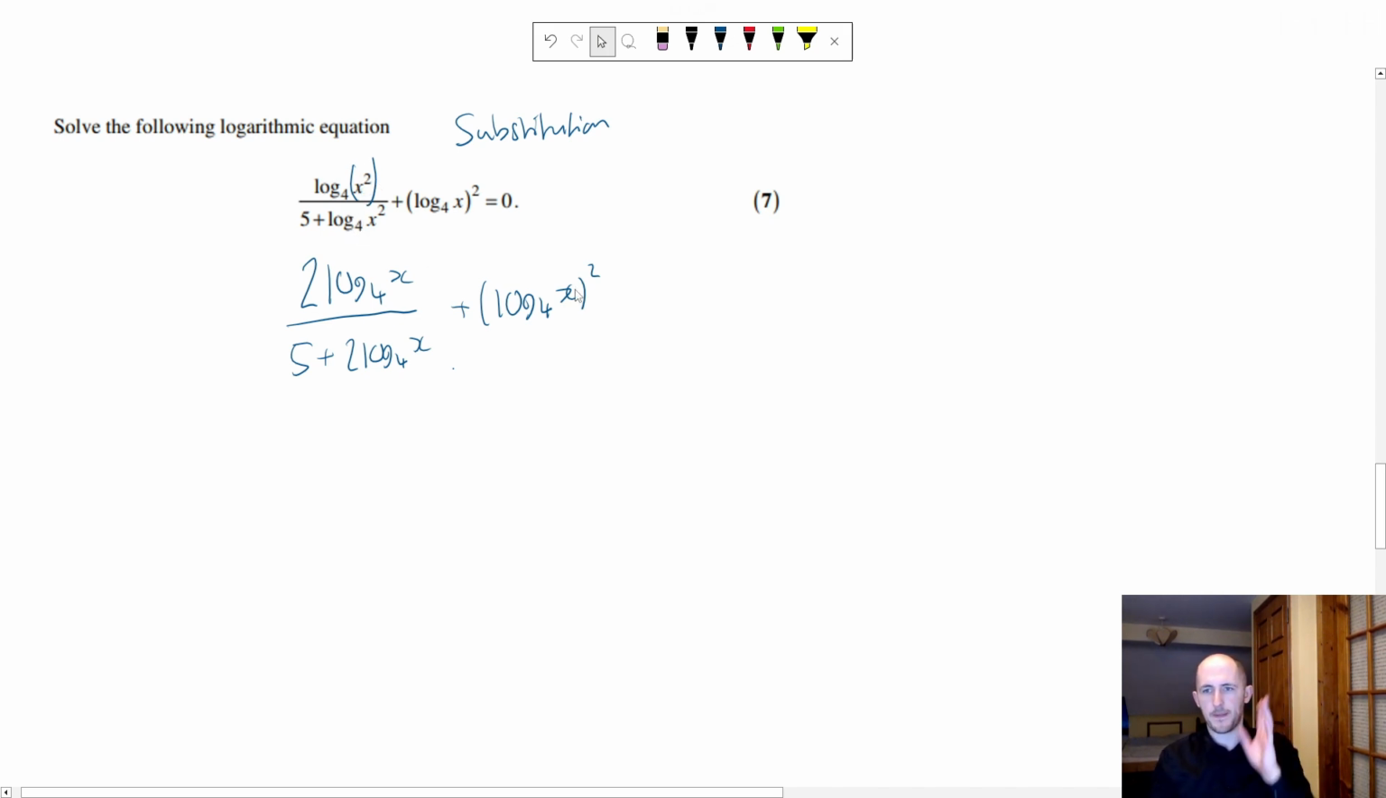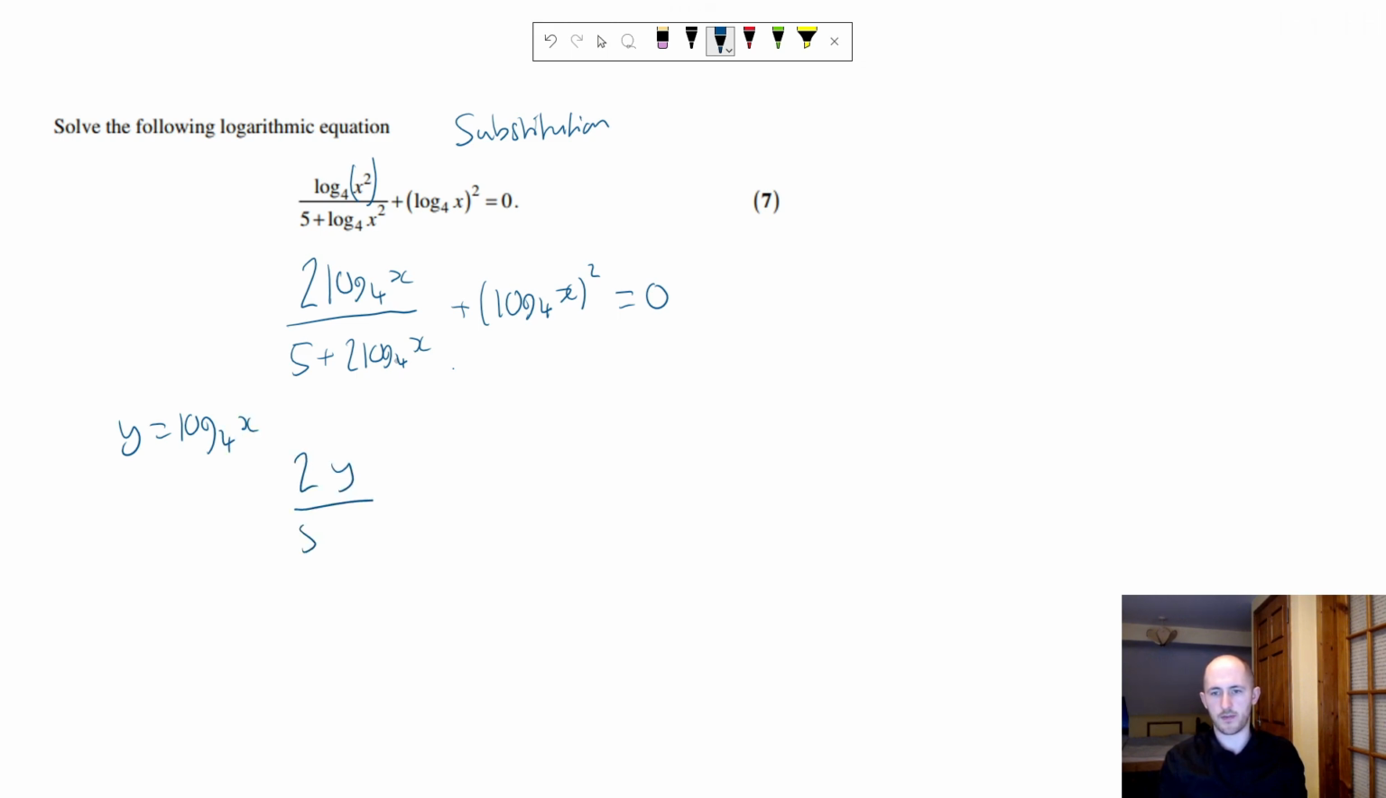Now, you might not be able to see too much from here in terms of what you need to do, but what you can hopefully see is this actually looks a bit like a quadratic. If you look, we have a squared term, so that's where the quadratic comes from, and then we have 2 linear terms. So if I just substitute in y equals log to the base 4 of x, look what happens. We have 2y over 5 plus 2y plus y squared. That is just a quadratic equation which we can solve.